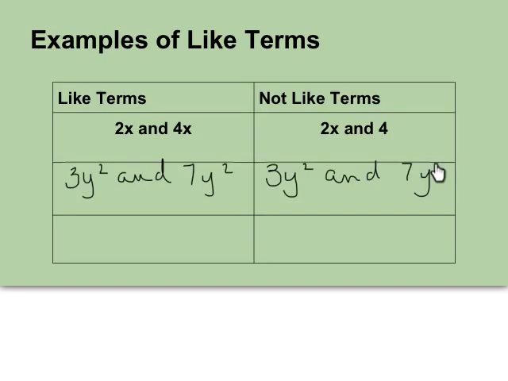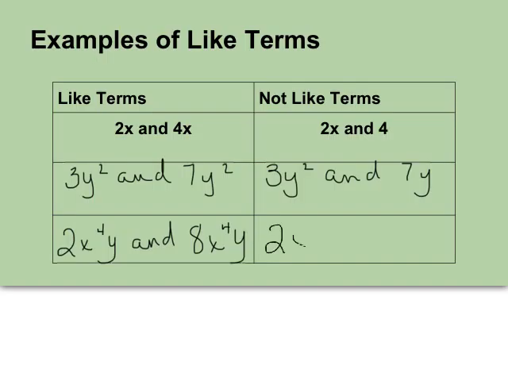We could also do something a little bit more complicated, like 2x to the 4th y and 8x to the 4th y. So in order to verify that they are like terms, we have to look and say, do they have the exact same variables raised to the exact same power? We have an x to the 4th here, and an x to the 4th here, and a y to the 1, and a y to the 1. So we would say, yes, those are like terms.